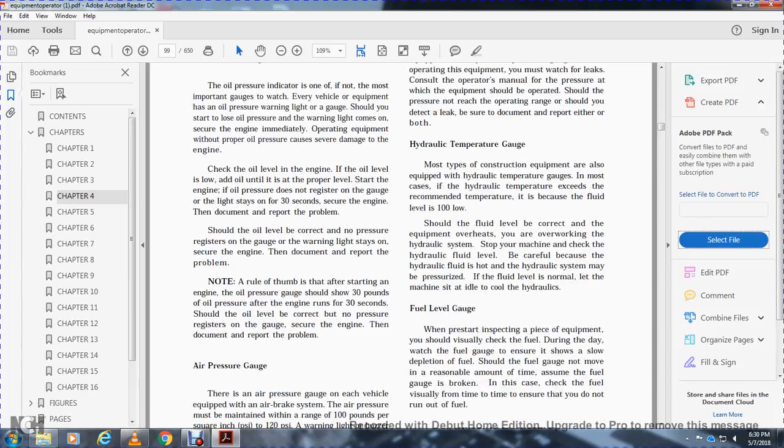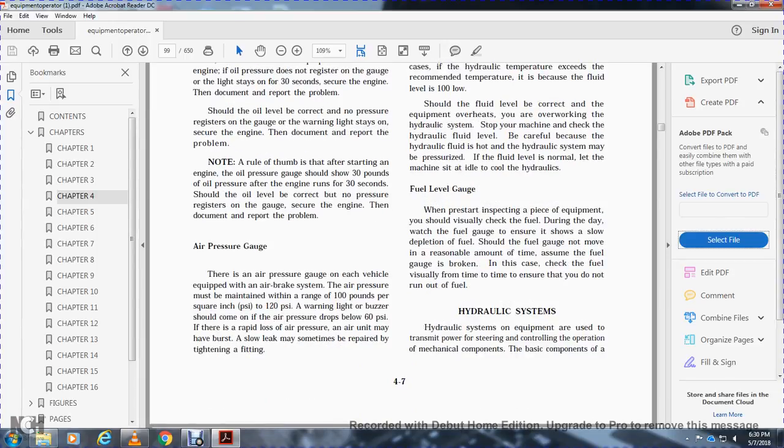Hydraulic temperature gauge. Most types of construction equipment have a hydraulic temperature gauge, which shows whether the hydraulic fluid is within the recommended temperature range. If the fluid level is correct and the equipment overheats, stop the machine and check the hydraulic fluid level. Be careful, because if the hydraulic fluid is hot, the hydraulic system may be under pressure. If the fluid level is normal, let the machine sit and idle to cool the hydraulics.